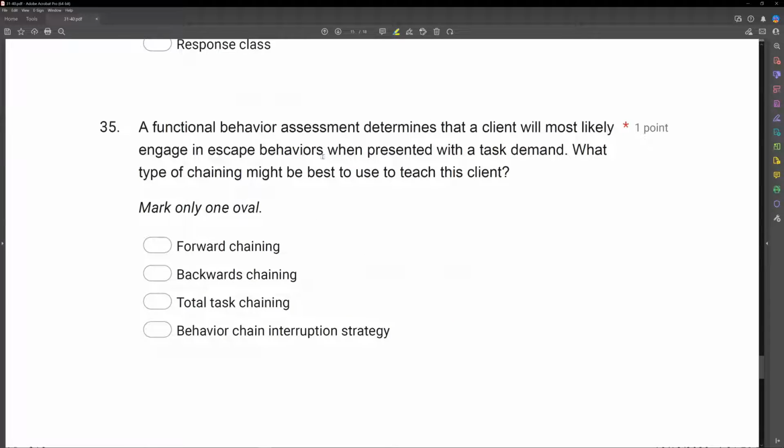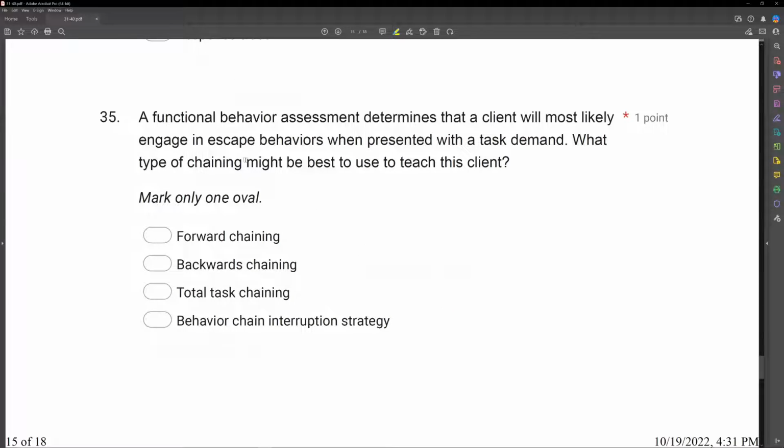35, a functional behavior assessment determines that a client will most likely engage in escape behaviors when presented with a task demand. What type of chaining might be best to use to teach this client? Okay, easy question, pretty easy question. But remember, this is our 4th exam. So we still need some of those basic questions, right? When you get an easy question on the exam, what is our strategy? Strategy is trust our preparation, don't overthink it, answer it, move on.